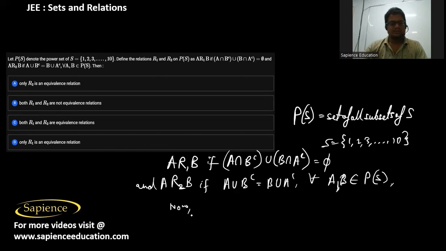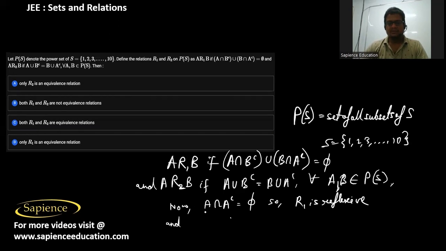So now R1. Now A intersection A complement is obviously equal to phi. So therefore R1 is reflexive. R1 is obviously reflexive, since A intersection A complement union A intersection A complement will be obviously phi, since phi intersection phi union phi is phi.